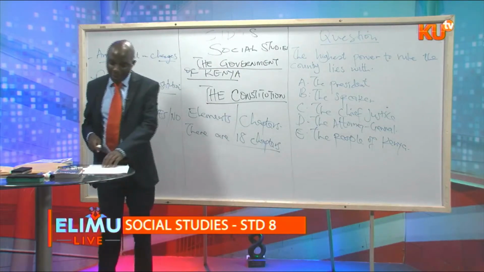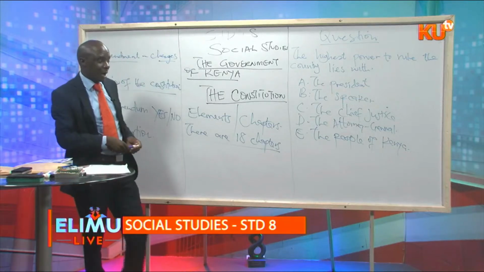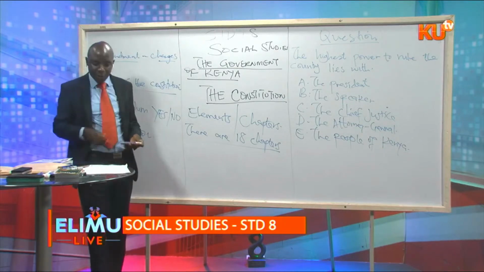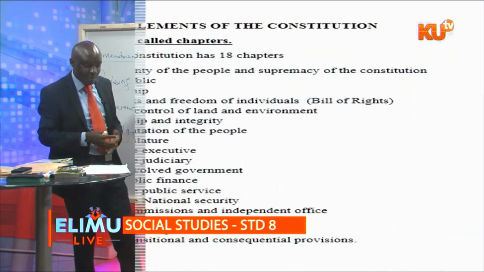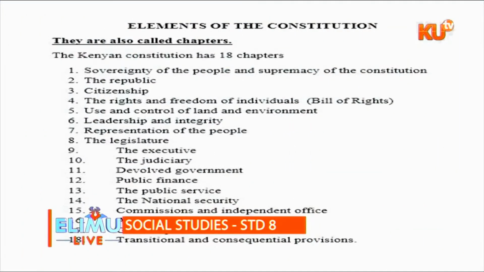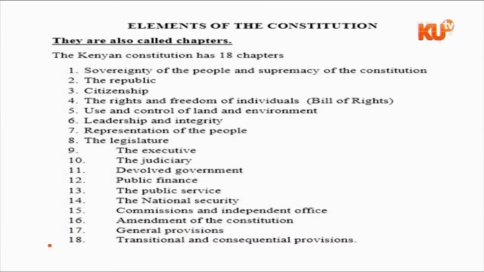I hope my director is going to put them up. I'm going to talk about a few of them. The elements of the constitution, the chapters, there are 18 of them. I'm going to just take you through, and then after that I'll discuss a few of these chapters. Number 1, we have sovereignty of the people and supremacy of the constitution. Then we have the republic, number 2. Number 3, we have citizenship. Number 4, we have human rights, normally known as the Bill of Rights.